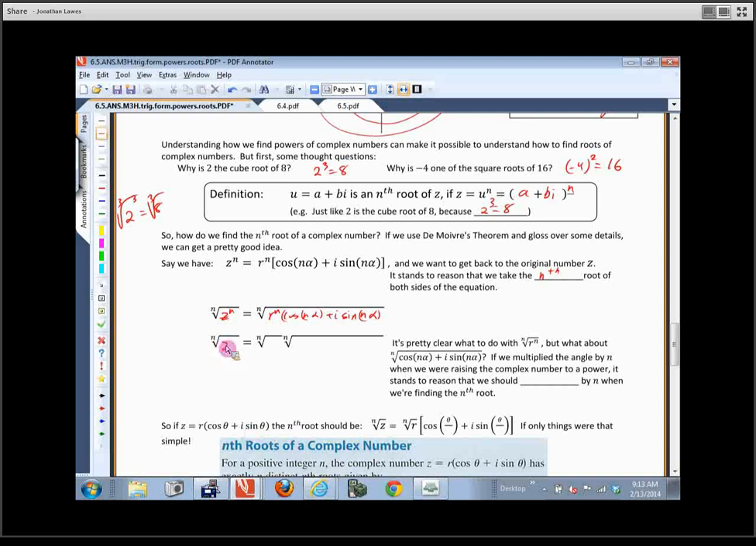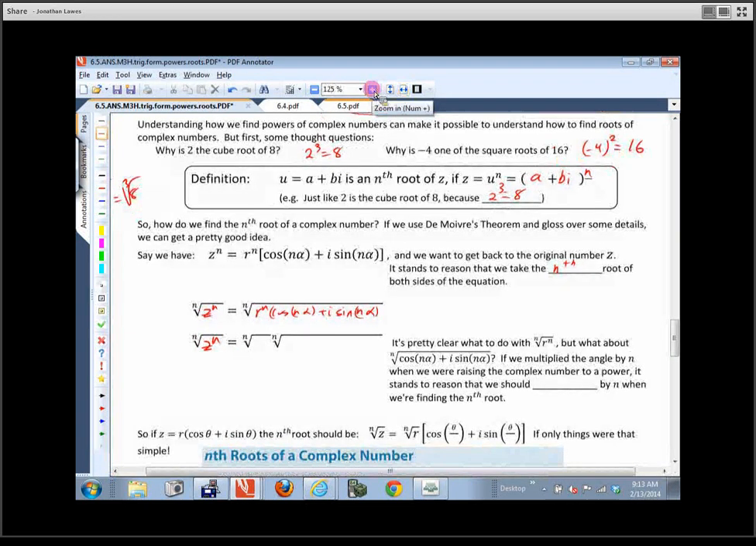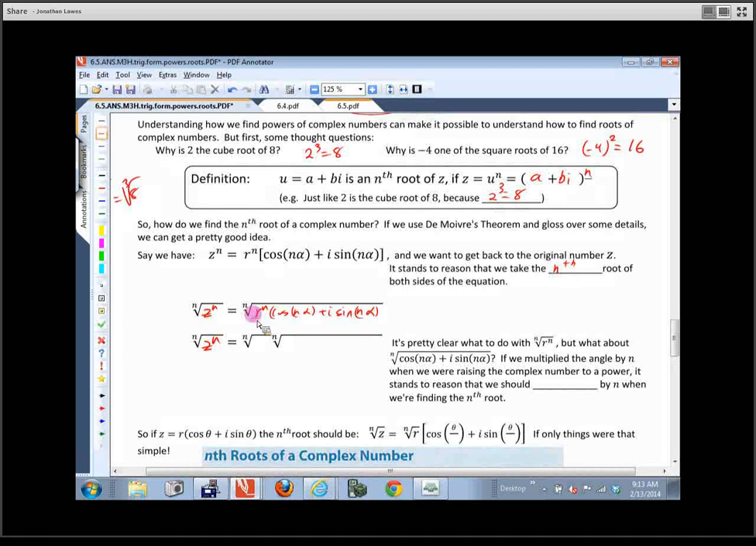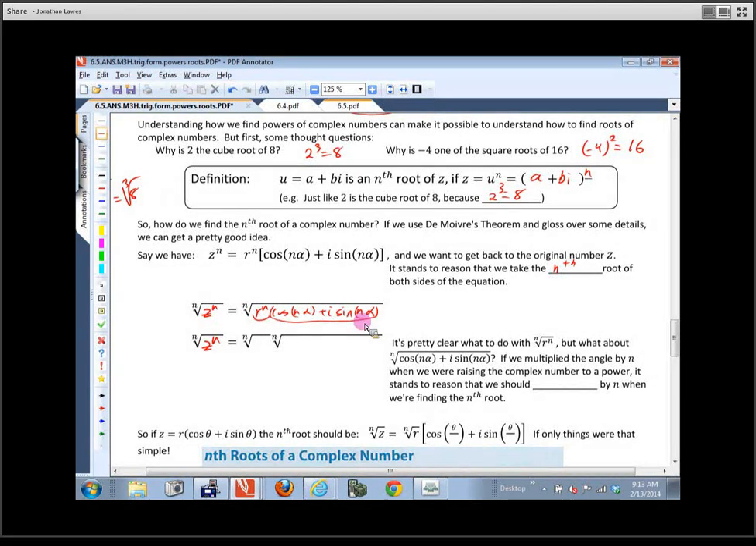I'm not going to rewrite this side at all yet. But you'll notice that I've got this times this expression right here. The properties of radicals say if you've got a multiplication problem underneath the radical, you can break it into two parts of the radical and then just multiply the end results. So what I'm going to do is take the nth root of r to the n right here. And then I'm going to take the nth root of the cosine of n times alpha plus i times the sine of n times alpha right here.